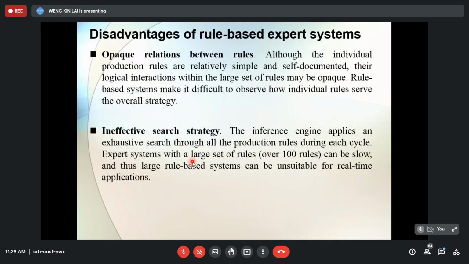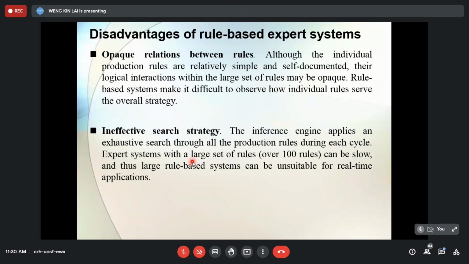Then what are the disadvantages of your rule-based expert system? The first one is that there are opaque relations between the rules. What does it mean? It means that although the individual production rules are relatively simple and self-documented, their logical interactions with the large set of rules may not be clear, opaque.